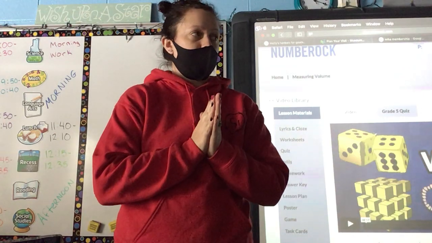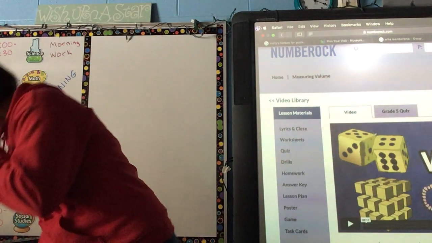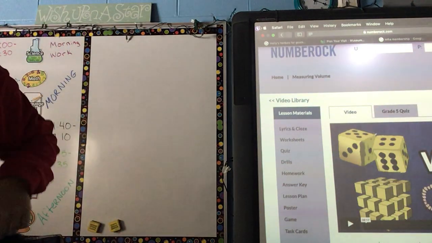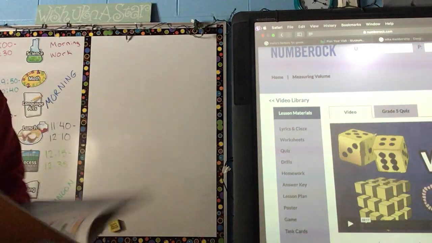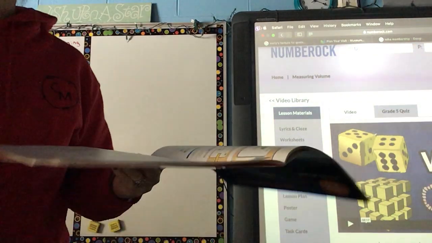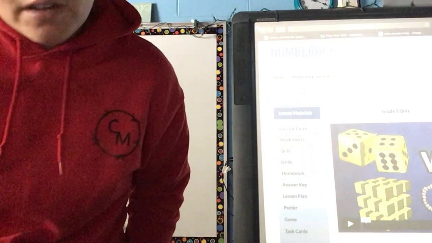Math notebooks, label them at the top. And we have some new math words for today. I know they are math words that you have heard before, but we need to master them more and dive in deeper to them.